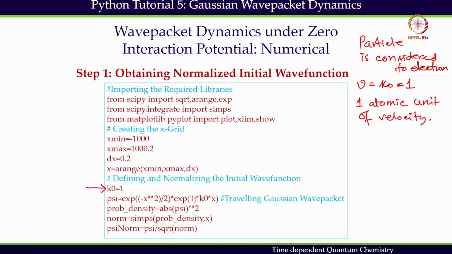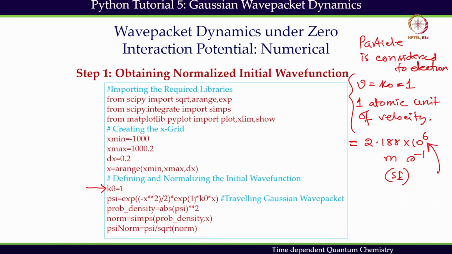In this problem, we are assuming that the initial velocity of the particle was 1 atomic unit. 1 atomic unit may not make sense to you, but it is equivalent to, in the SI unit, 2.188 into 10 to the power 6 meter per second. This is the SI unit value. So we are assuming that the particle is traveling with this velocity.